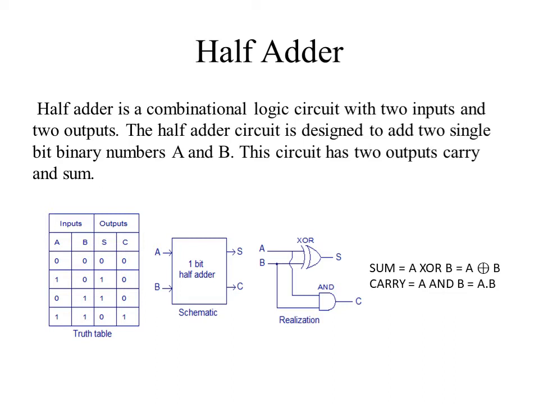From the truth table, it is clear that the sum expression for half adder can be easily constructed from XOR gate, and so sum is equal to A XOR B. And the carry bit will be AND of A and B, and so carry will be equal to A dot B. The realization of sum and carry is shown.